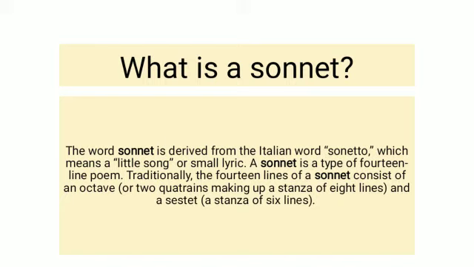A sonnet is a type of 14-line poem. Traditionally, the 14 lines of a sonnet consist of an octave, or two quatrains, making up a stanza of 8 lines, and a sestet, a stanza of 6 lines. So now, beta, it's very clear that as the poem Ozymandias is a sonnet, it also contains 14 lines, isn't it? The first 8 lines are called the octave and form the first stanza. You must have heard the word octagon, of 8 sides. Similarly, an octave of 8 lines. And the rest of the 6 lines form a sestet, another stanza.